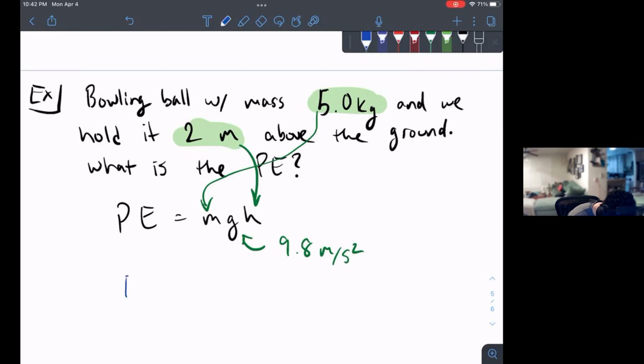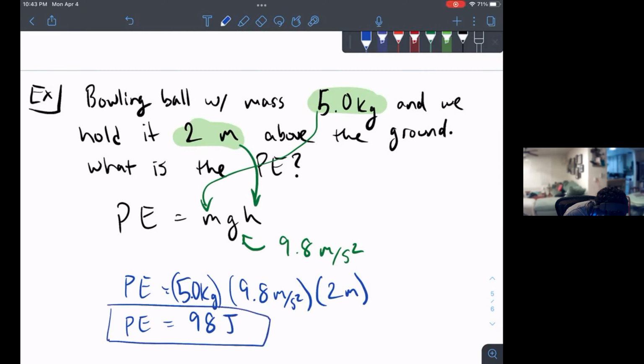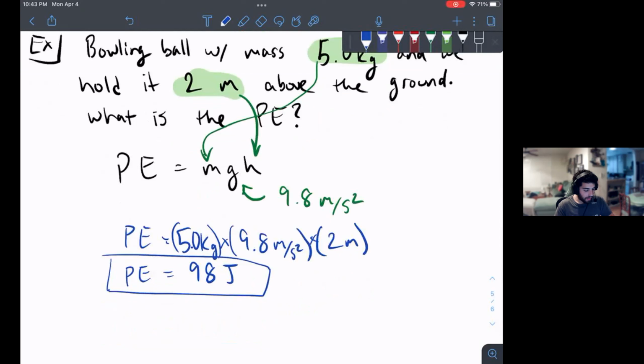So with this, we can go ahead and solve. Potential energy is equal to 5 kilograms, 5.0, times 9.8 meters per second squared times 2 meters. So once we go ahead and do this, turns out our potential energy is equal to 98 joules. And all I did was multiply 5 times 9.8 times 2, and we get 98 joules. That's it. That's all there really is for potential energy.